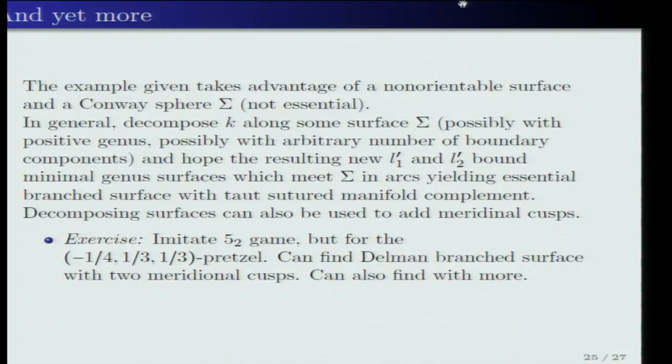So the example that I just described takes advantage of a non-orientable surface and a Conway sphere sigma. The Conway sphere is not essential. In general, you can think about just starting with your knot K and finding some other surface. Maybe it's a Conway sphere. Maybe it's a sphere that intersects the knot in 8 places. Or maybe it's a surface that actually has genus and crosses the knot. The game is always going to be that you would like to find a taut sutured manifold above and below so that you can fill in and get a transversely oriented foliation.